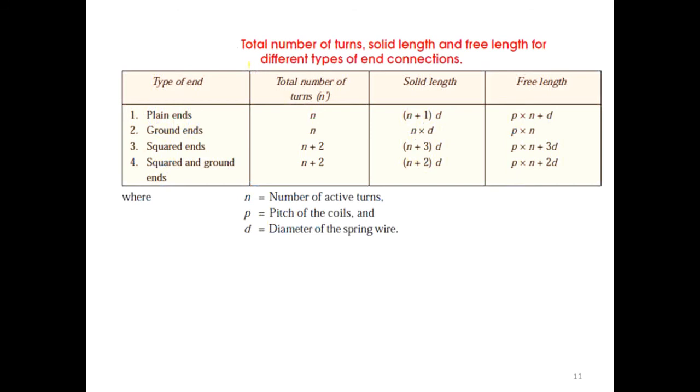How do we find the difference between those lengths? The total number of turns, solid length and free length for the different types of end condition. For the plain ends, the total number of coils is given as n, the solid length is given as n plus 1 into d, and the free length is given like this. So this table is useful to find the free length and the solid length of the spring.